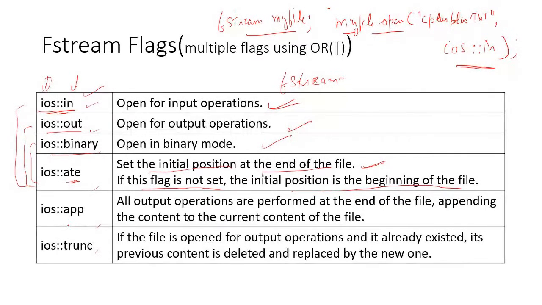Similarly, app will take you to the end of the file and start appending the content there. And similarly, trunc: if the file is open for the output operation and it already exists, its previous content is deleted and replaced by the new one. So it's up to us how we want to utilize these particular flags in our second parameter. So that is what we have for these combinations.